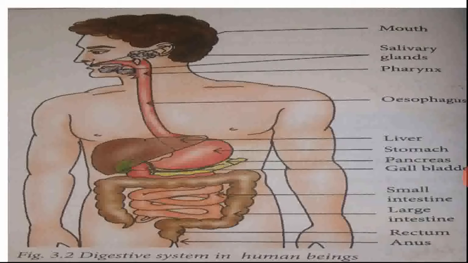Now the walls of the stomach contract rhythmically. The process helps to churn the food well, and the food then changes into a semi-solid paste called chyme. The chyme now passes into the first part of the small intestine. After that, one exercise is given in the book, true or false, that you have to read and do yourself.